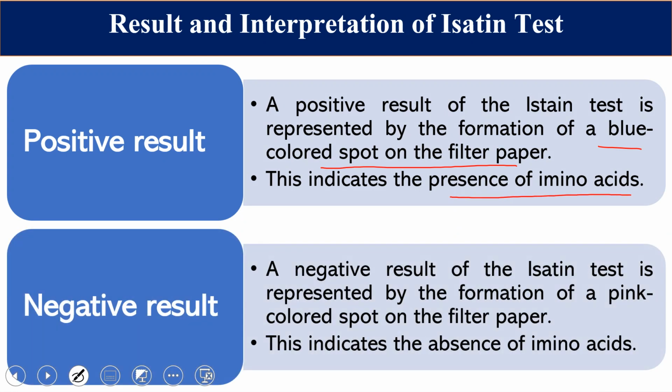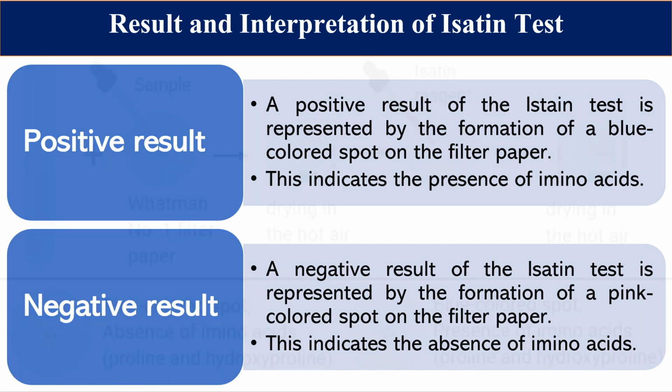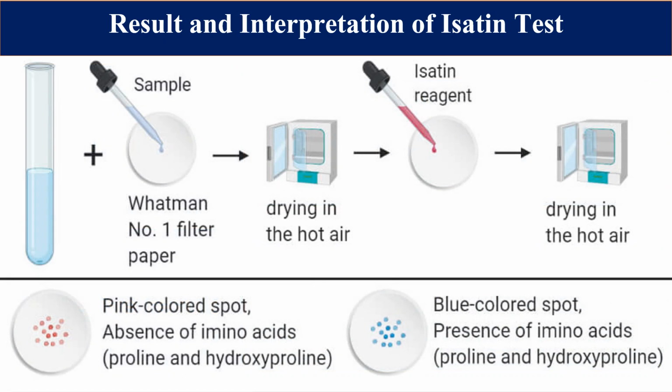And a negative result means you don't have a blue color spot on the filter paper, and rather some other color will form, because you have already seen that Isatin gives you different types of color with different amino acids. So blue color with proline and hydroxyproline, any other color with other amino acids. If blue color does not form, it means other amino acids may be there. So these are the process steps and result.